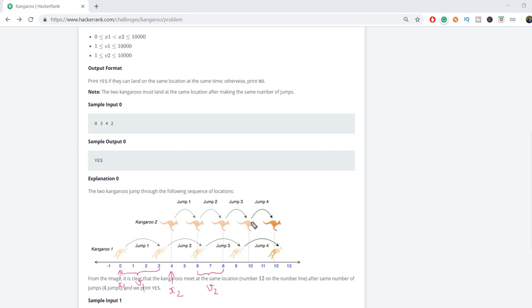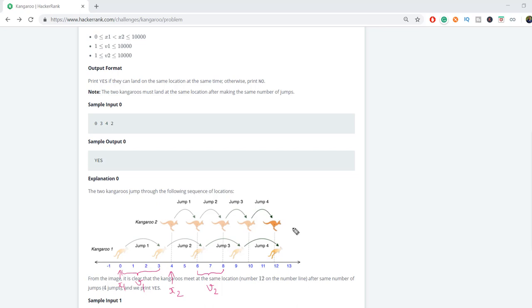So this is what we have been given, and we have to figure out whether both the kangaroos will meet at the same location at the same time. Here guys, at the same time means an equal number of jumps. You can see kangaroo 1 is reaching after 4 jumps, and kangaroo 2 is also reaching after 4 jumps. So here time is nothing, they are talking about the jumps. So after how many jumps will both reach at the same time.